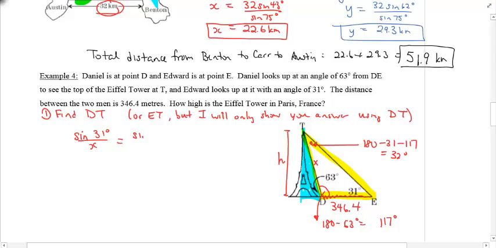So sweet. Sine of 32 all over 346.4. That's the ratio you should have set up. If you did ET instead of sine 31, I'd say you'd have to use sine 117 over the length of ET. In this case, I went and solved for X, or in this case DT, and I got 336.67 meters. And then step 2 is to actually use the right angle triangle.